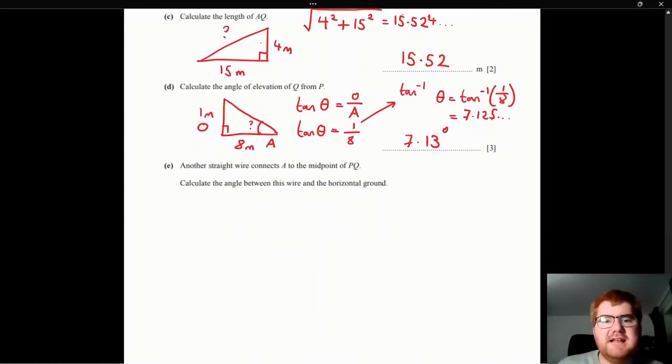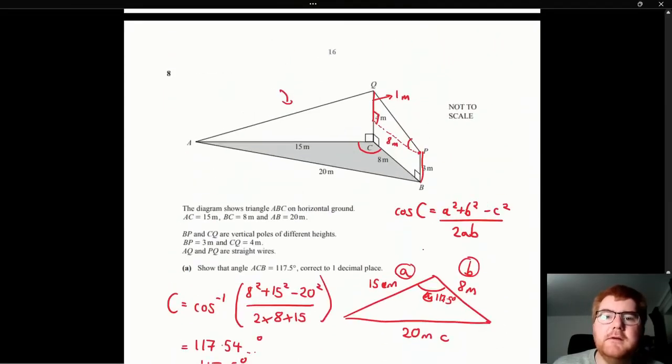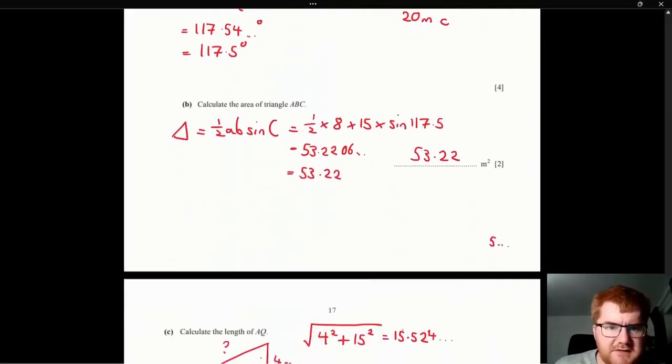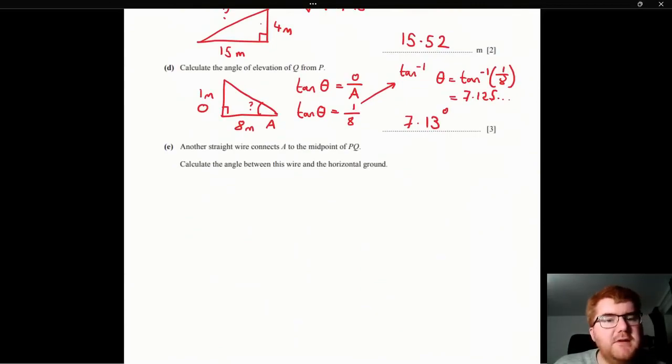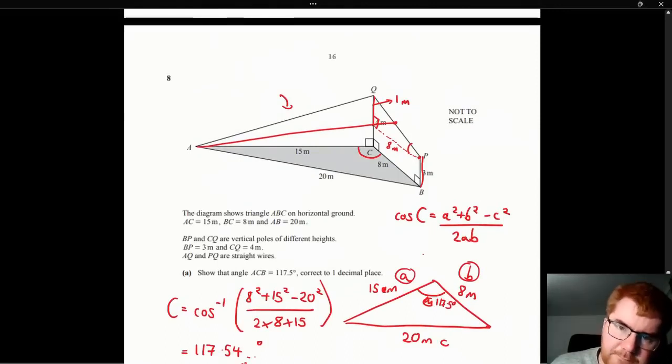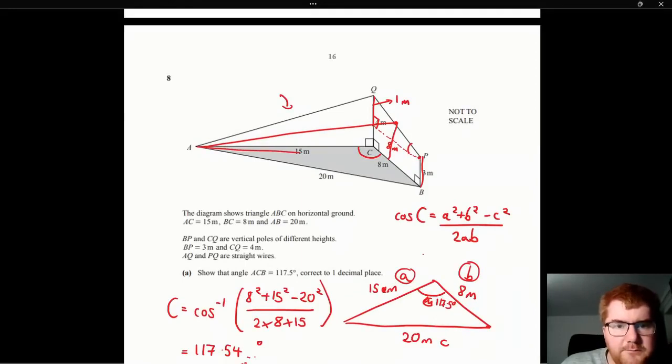Now another straight wire connects A to the midpoint of PQ. Okay, so let's pop that in. So PQ is here, and another line is connecting up here. Okay, and I assume we need to work out its length or something like this. Angle between this wire and the horizontal ground. Okay, so it hits here. We've got a horizontal here, so we want to create this right angled triangle here. And this is going to hit here like so.